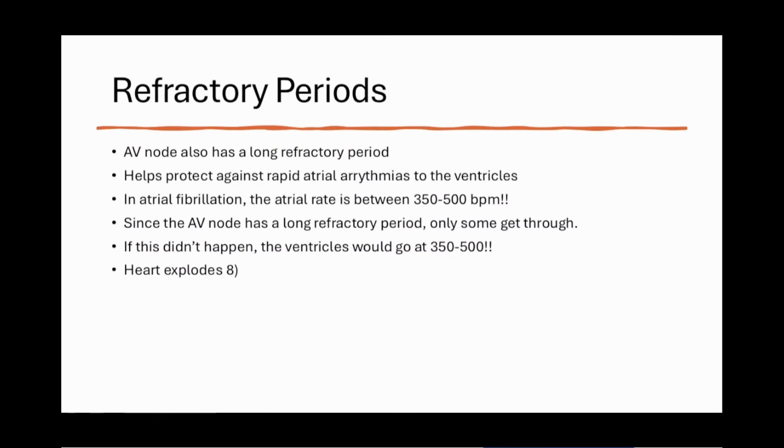AV node by itself also has a long refractory period. We talked about, we called it the capacitance. But this is what we're talking about, long refractory period. It's a capacitance. It's going to hold on to that charge. Helps protect against rapid atrial rhythms going to the ventricles. The AV node doesn't know which beat is the normal beat versus which one's the extra beat. All it knows is it got an impulse, hold on to it, delivers it.